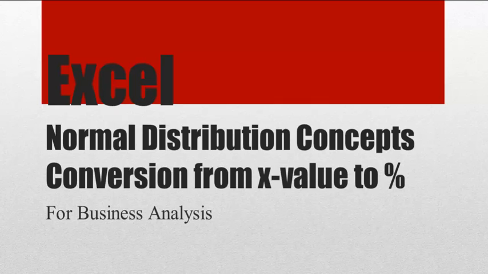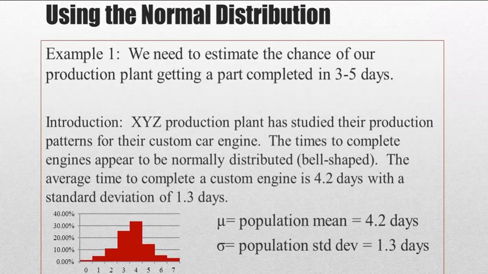So in this example, we're going to look at the normal distribution and using that to go from an x value to a percentage. In the last video, we talked about general concepts in order to be able to do this. In this one, we're going to look at the example. So in our example, we'd like to estimate the chance our production plant is going to get a part completed in 3 to 5 days.